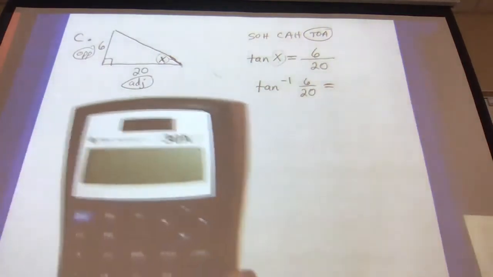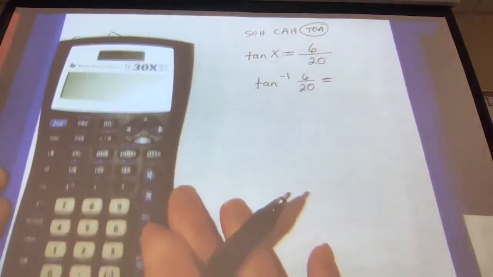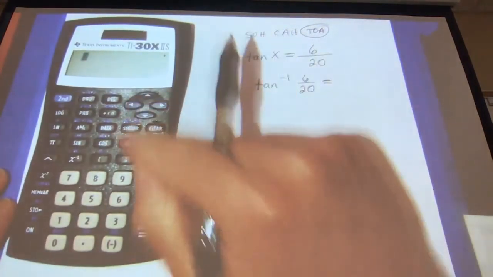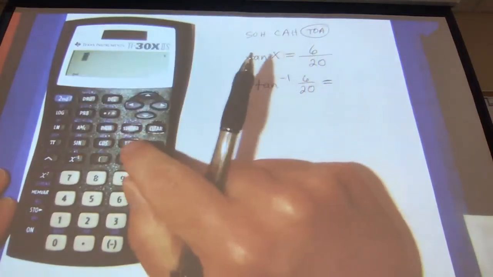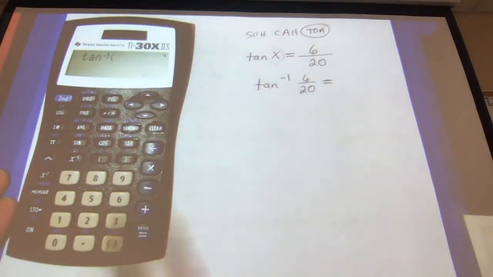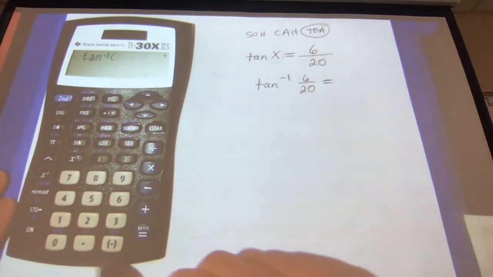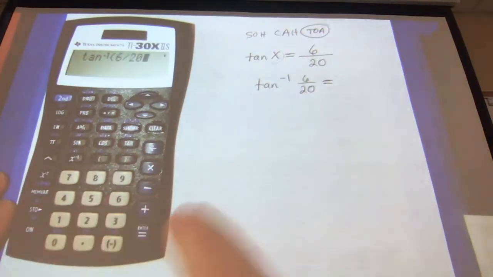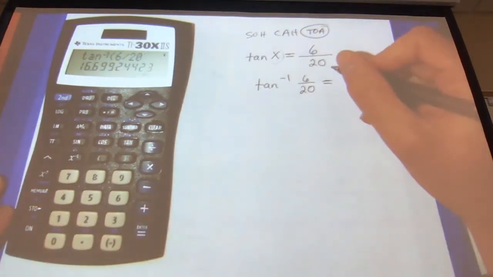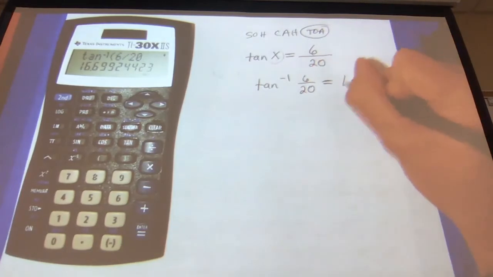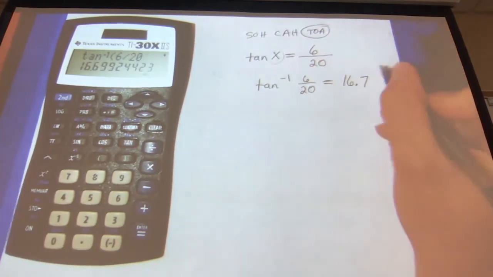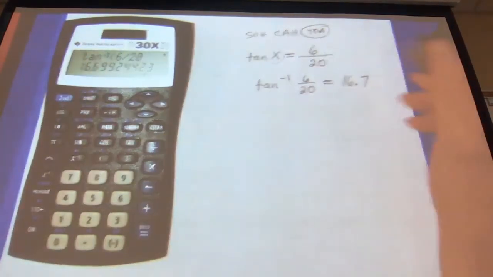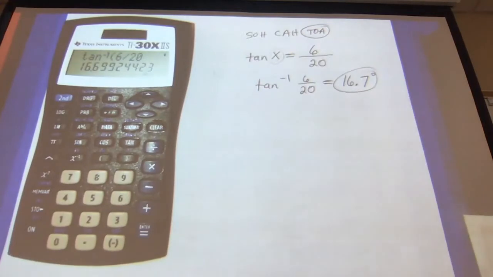Now again, it depends on what kind of calculator you have. If you checked out one of these blue ones from me, here's how it's going to look. We want the inverse tangent. To get to the inverse tangent button, I have to hit the second or the shift button, then the tangent button. You should see tangent to the -1 come up. Behind it, we put 6 divided by 20. When I hit the equal sign, I get about 16.699, so we'll round that to about 16.7. Remember, this is an angle, so if you're going to label it, that'd be 16.7 degrees.